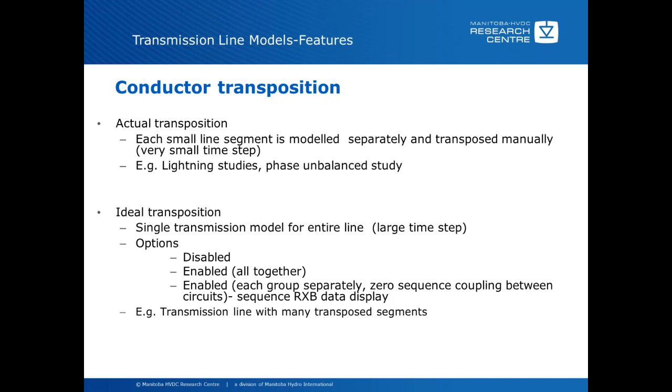So ideal transposition is an alternative to the actual transposition. In that case, a single transmission line model is used for the entire line, so that you can use a large time step. And there are various options. You can enable or disable the ideal transposition. However, if you have multiple circuits, the third option is meaningful, as it identifies each group separately and transposes. And this also generates sequence RXB data in the output page. So this is applicable to transmission lines with many transposed segments.